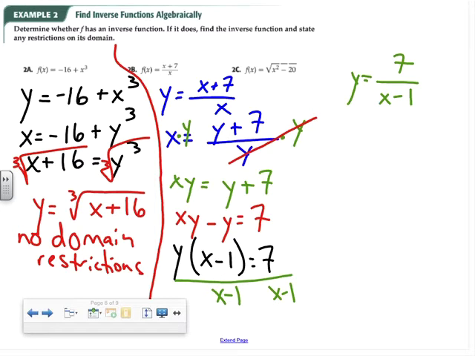And I'd hope that you'd notice that this one does have a restricted domain. Notice that I have an x in the denominator and I can't have 0 in the denominator. So that means that x minus 1 cannot equal 0. So my domain is all real numbers, but x cannot equal 1. And one of the things that they want us to notice is the relationship between the domain and range of the function and its inverse.